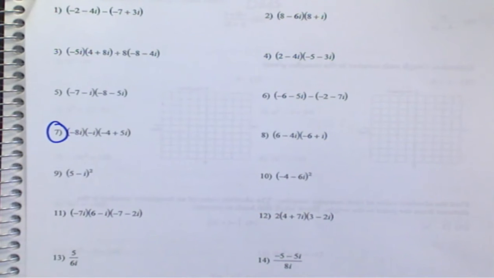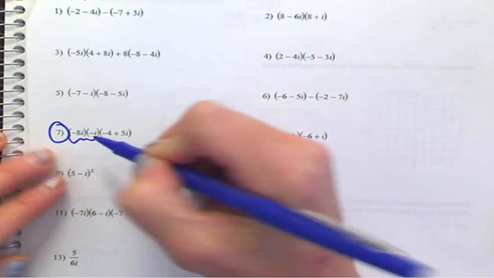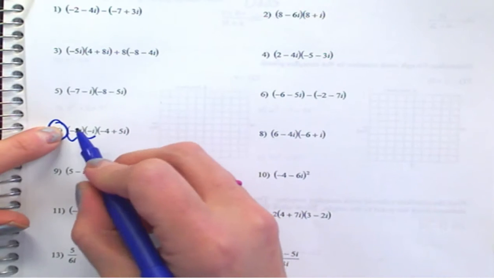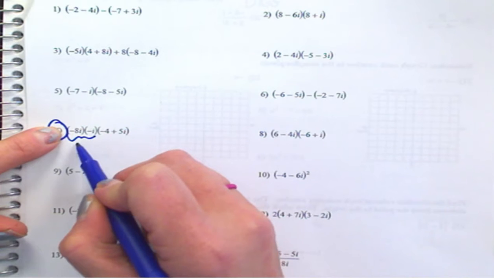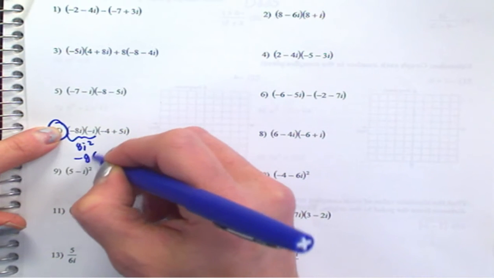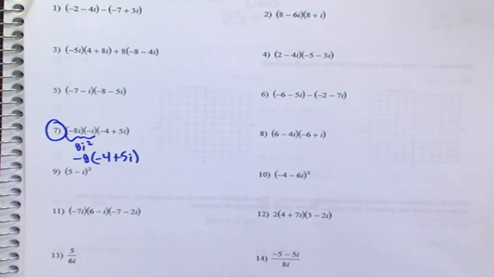The only thing tricky here is that you've got 3 things to multiply. When you have 3 things to multiply, just pick 2 at a time. So I'm just going to pick the first 2, and I get positive 8i squared, which is really negative 8, and then I'll distribute to the next one. Does that answer your question?